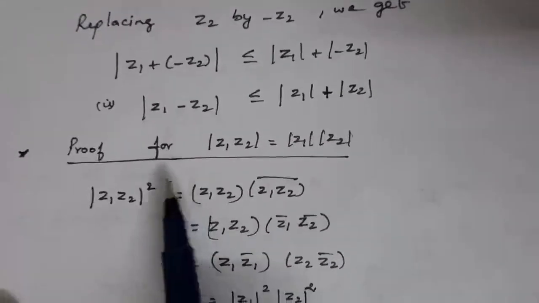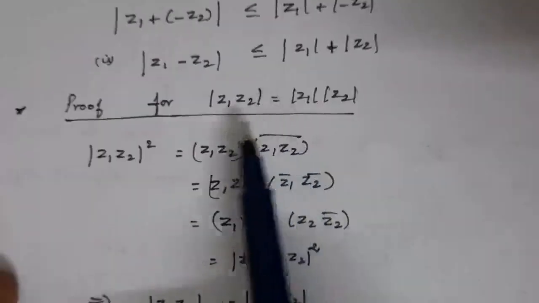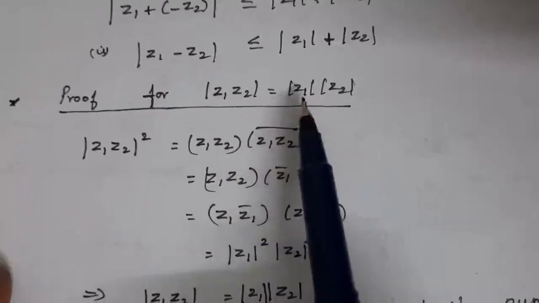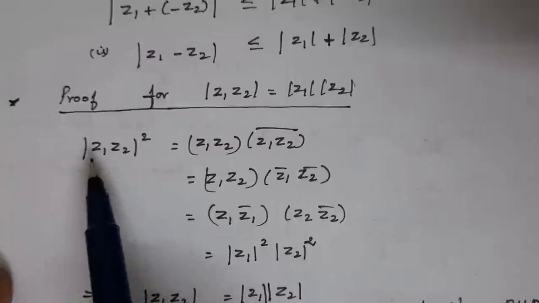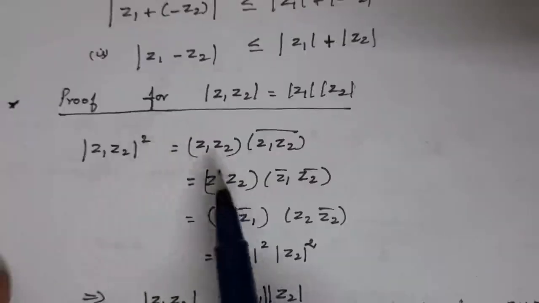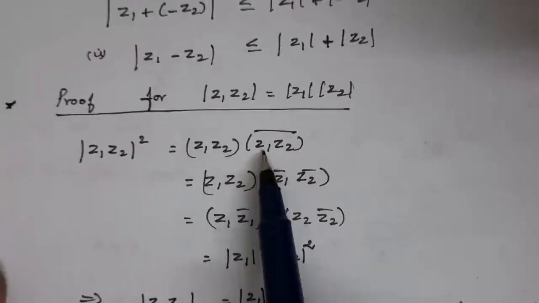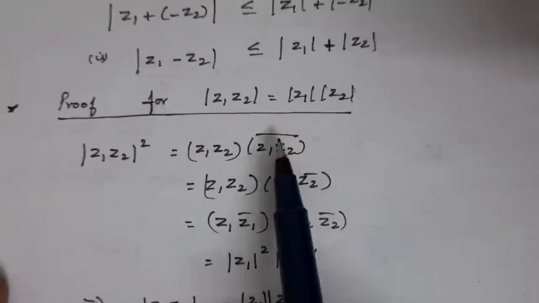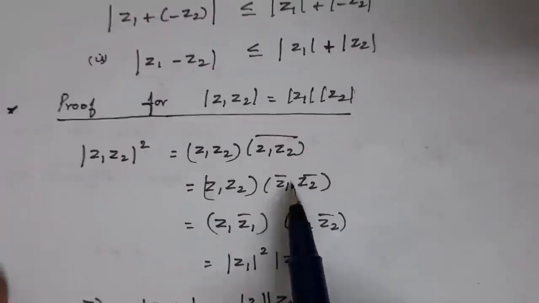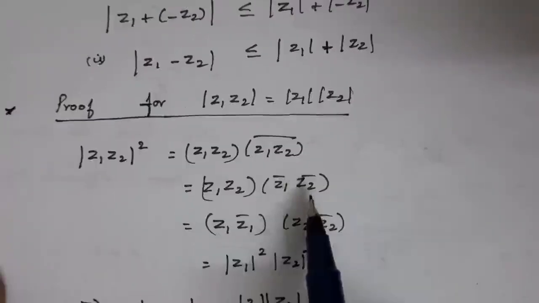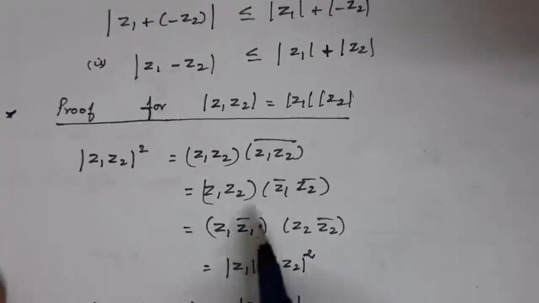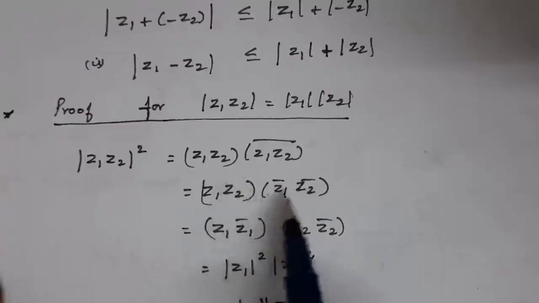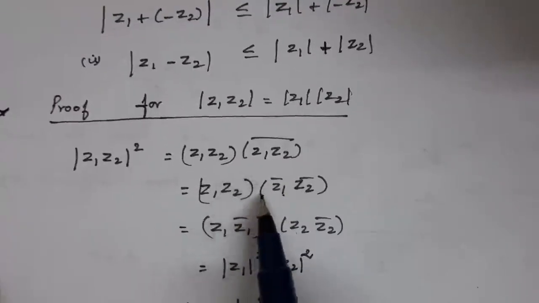Then, the proof for this property, modulus of z1 z2 is equal to mod z1 into mod z2. Now let us consider, as usual, modulus of z1 z2 the whole square. It is equal to the product of that one into its conjugate. The conjugate of the product will be equal to the product of the conjugates. So it will be z1 bar into z2 bar. Now z2 into z1 bar can be written as z1 bar into z2, as multiplication of complex numbers is commutative.